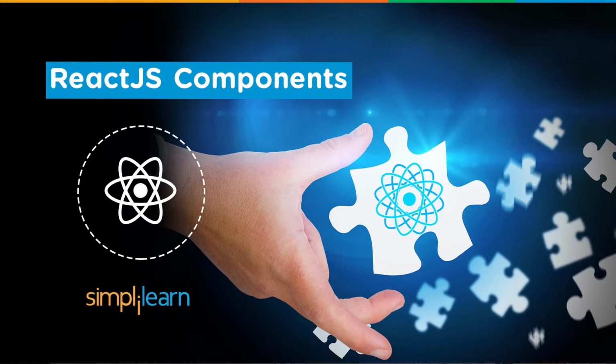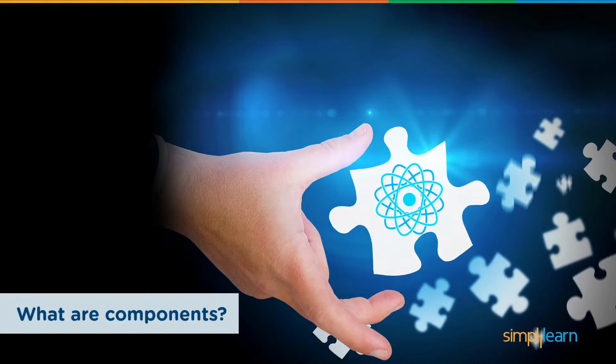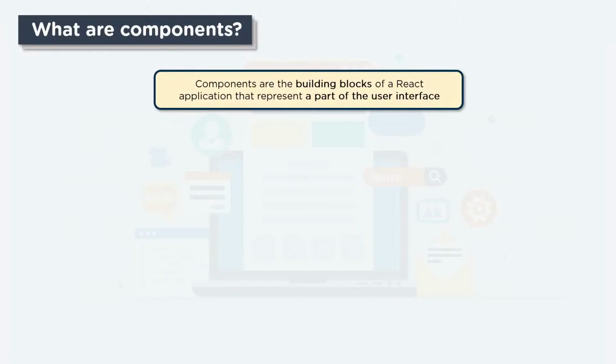In this video, we'll be learning all about the most basic infrastructure of React.js called components. So we'll be touching on topics like what are components, types of components, nesting components, higher order and pure components, and a brief description about component lifecycle. Alright, to begin with, what exactly are components? Components are the building blocks of a React application wherein each component represents a part of the user interface.